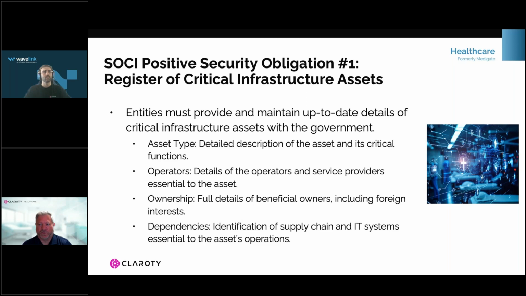And luckily, from a Clarity standpoint, we can provide customers with a pretty strong listing of what those assets look like, and we'll talk about that in a few slides' time.